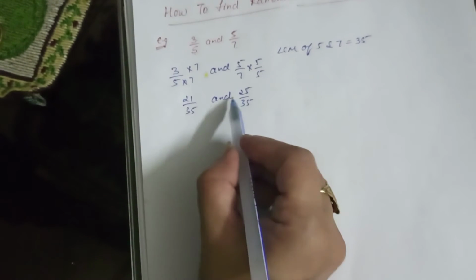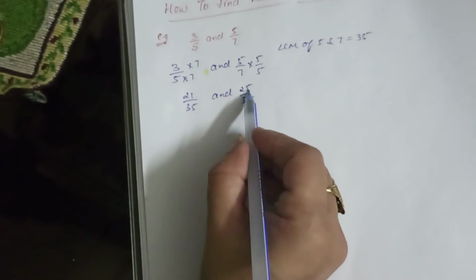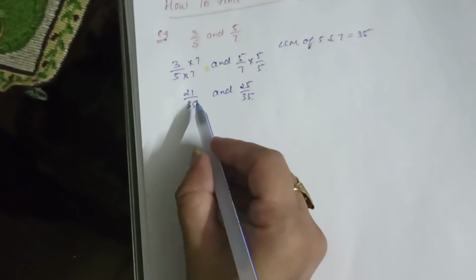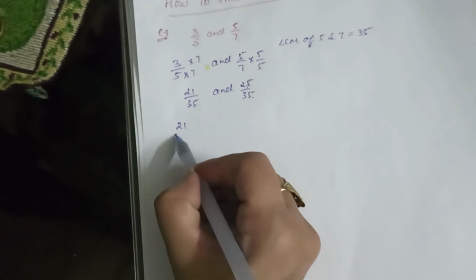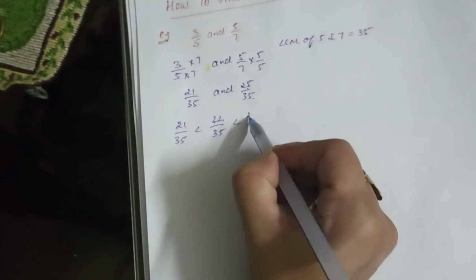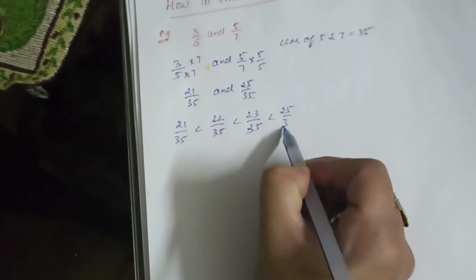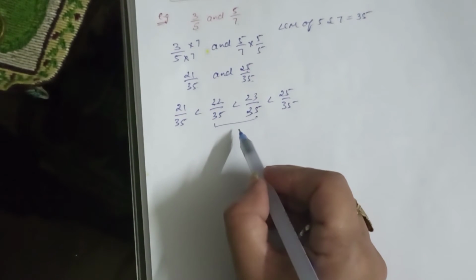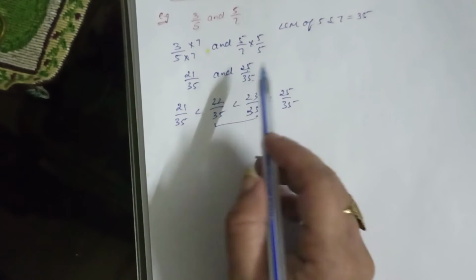Now there is a difference, there are 3 numbers between 21 and 25, because the denominator is the same. You can insert any number between them. 21 is lesser than 25, so if they want 2 or 3 numbers, you can easily find between them 22 upon 35, 23 upon 35 and 24 upon 35. It's the easiest one. You can easily find them, because there is no other calculation.